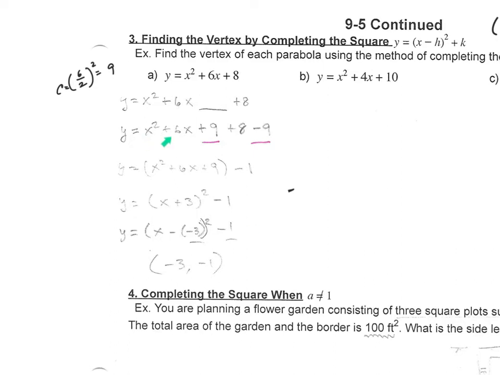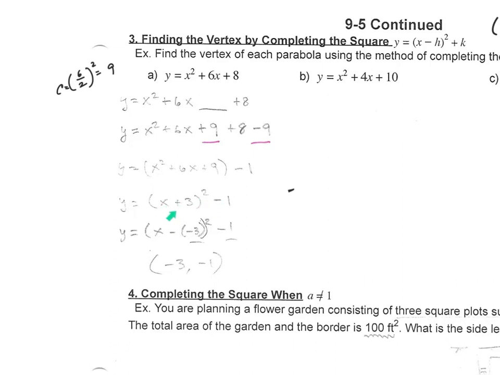Then I take this and turn it into my perfect square trinomial. And then I just combine what was left over, which is 8 minus 9, which gives me negative 1. Now that I've done that, I can go ahead and factor this portion that I've identified in parentheses to be x plus 3 squared minus 1.